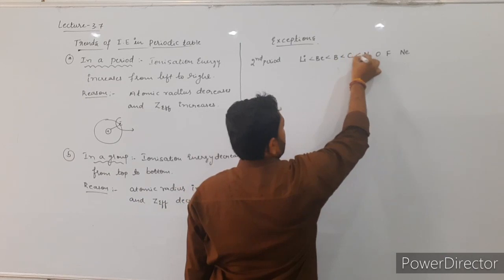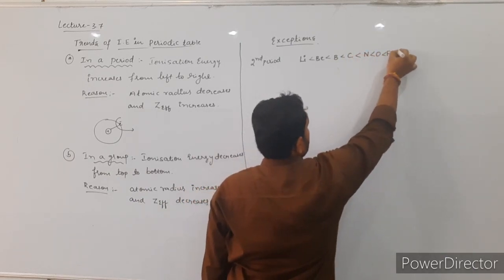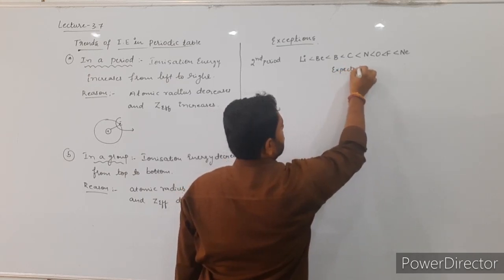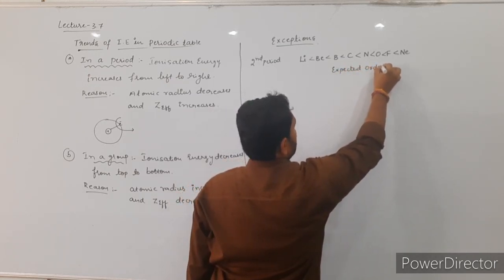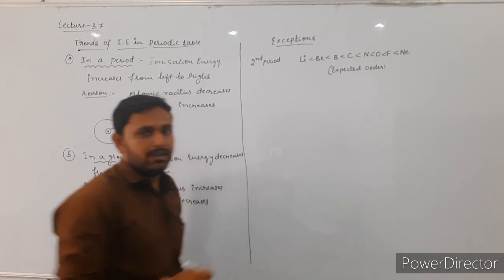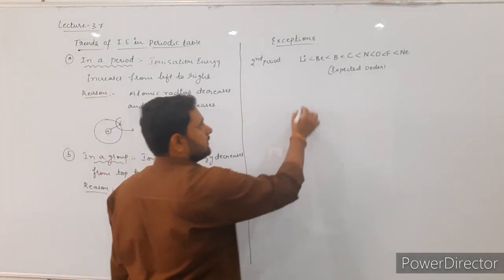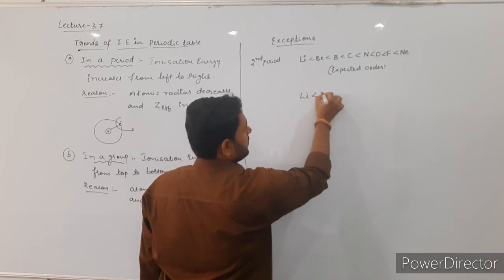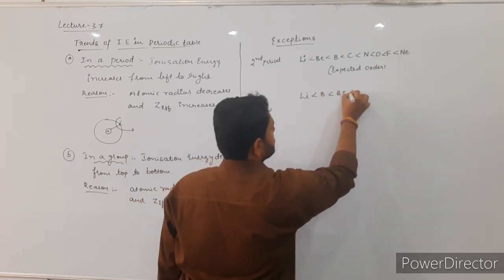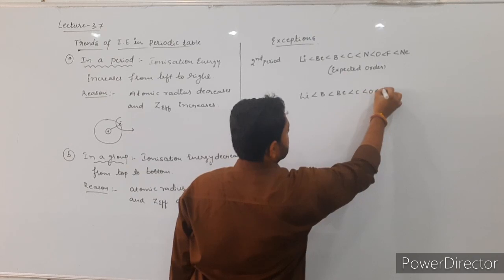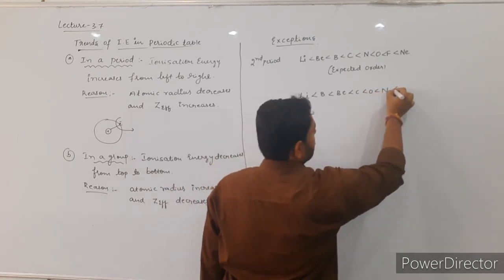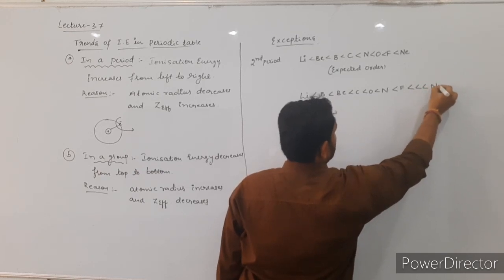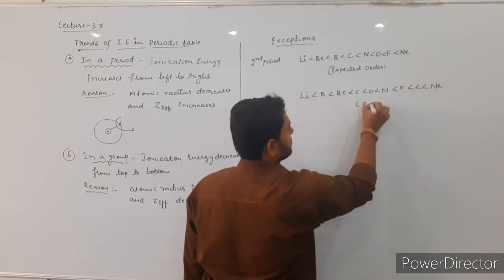This is the expected order. But the real order is different from the expected order. The real order is lithium, boron, beryllium, carbon, oxygen, nitrogen, fluorine and then neon, the greatest. This is the real order.